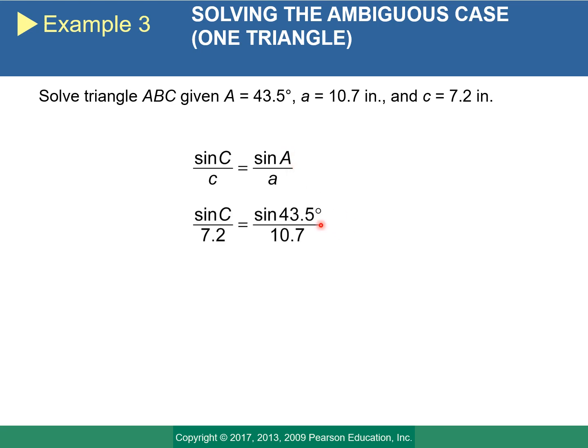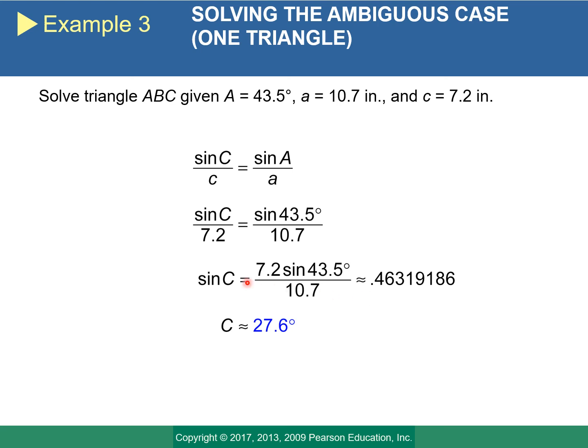So we fill in what we know, and then we find sine of C, sine of this unknown angle. Multiply both sides of this proportion by 7.2. And so sine of C, when you type this into your calculator, is about 0.46. If this were more than 1, you could stop and say there's no triangle that would work. But this is between 0 and 1, so we move forward. Sine of C is about 0.46, and if you type sine inverse into your calculator, you get that C is about 27.6.